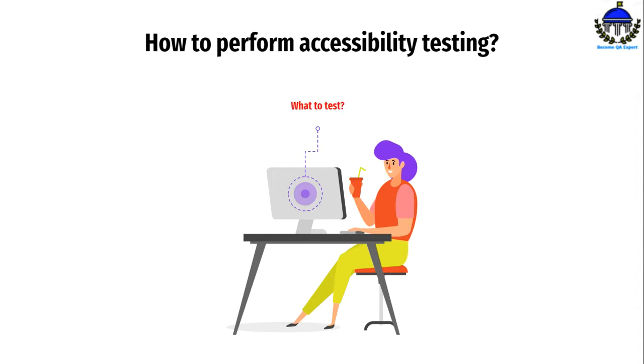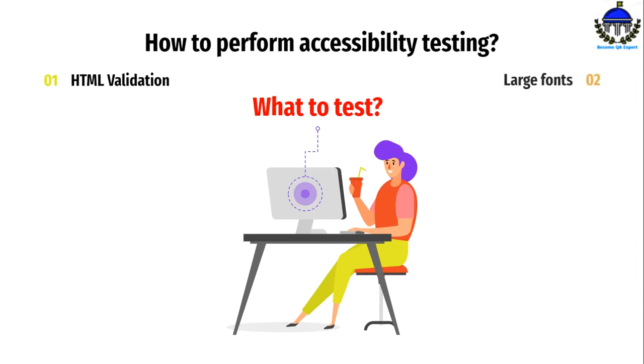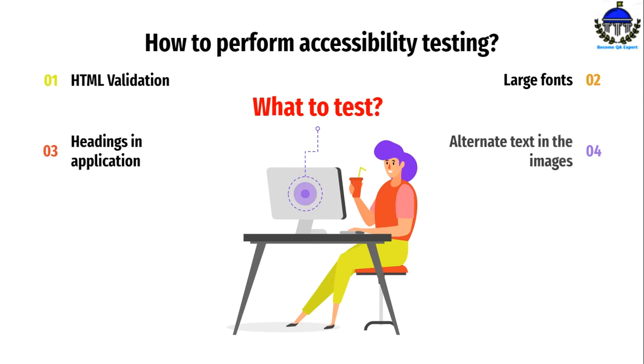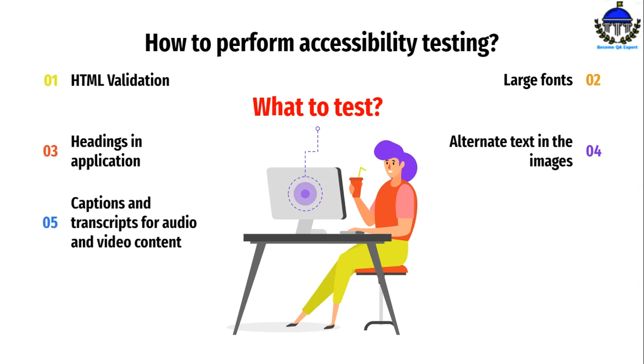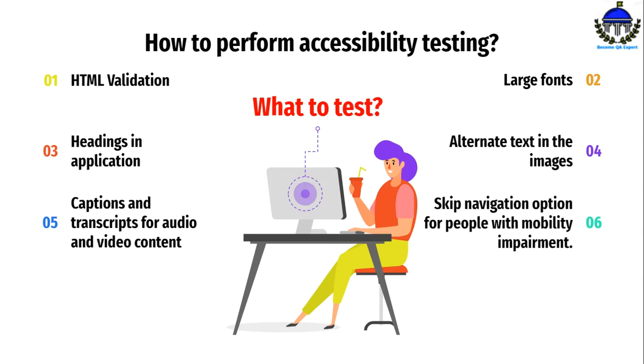What should we actually test? So now here we're going to put some examples. HTML validation, large fonts, headings in the application, alternative text in the images, captions and descriptions for audio and video content, skip navigation option for people with mobility impairment, link text, consistent navigation. So, what do you actually need to test?